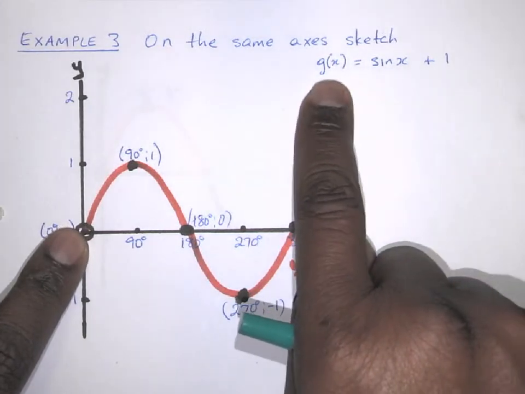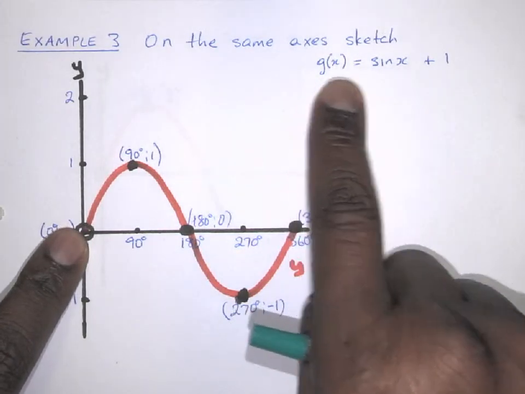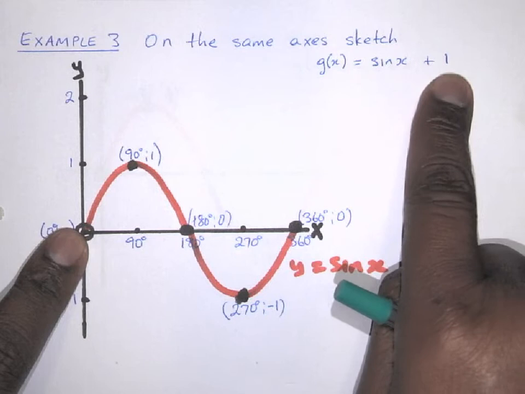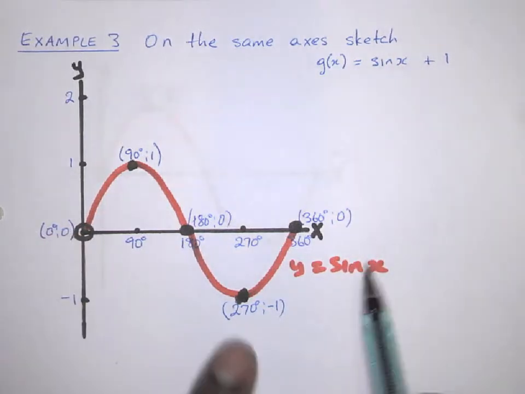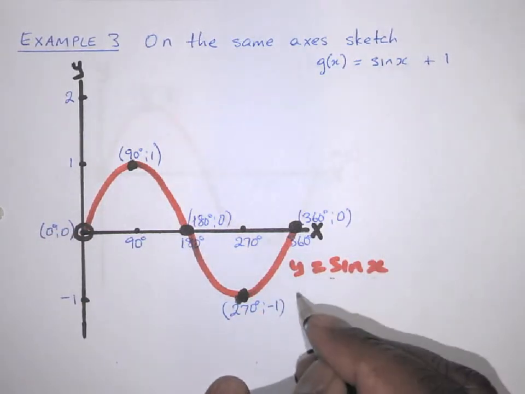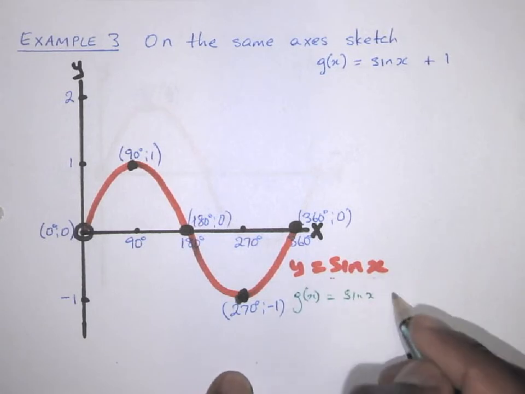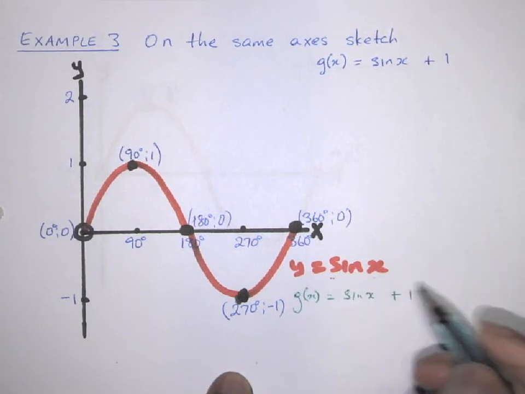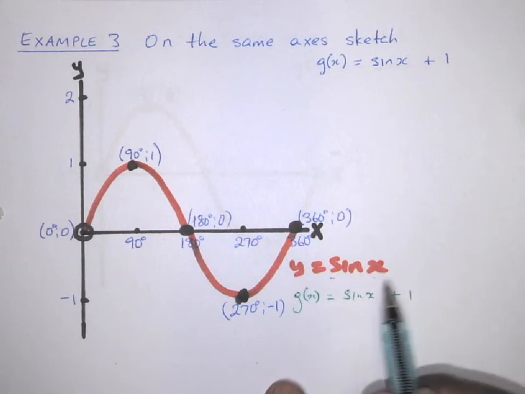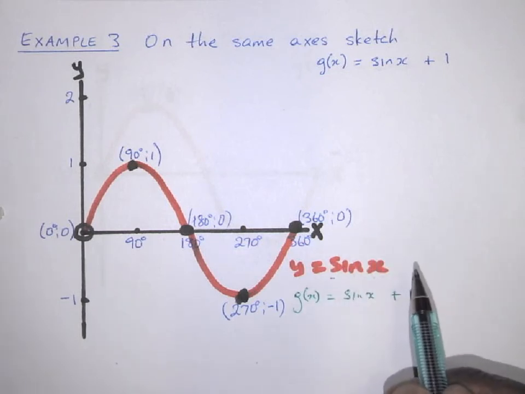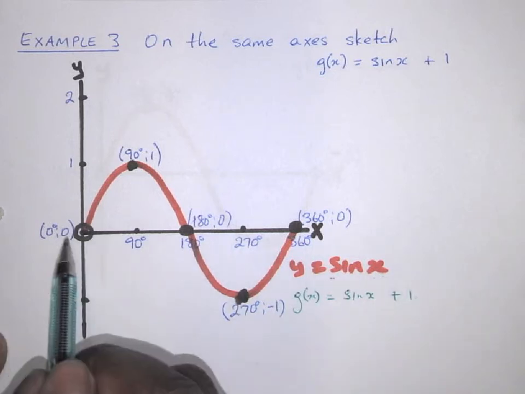Now they want us to draw the graph of g of x is equal to sine x plus 1. In this case, you can see that this is sine x. So what have they done to this graph? To the y value, they add 1. So each and every y value, we will add 1. So there is the y value.